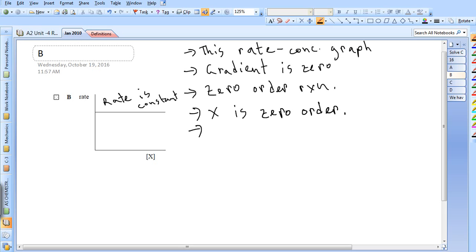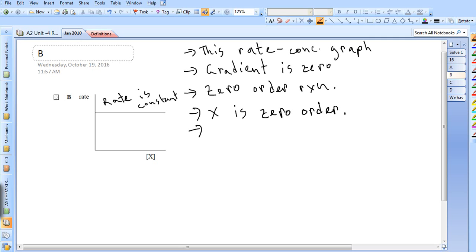Just like before, we can also say that X is out of RDS, so X is not involved in the RDS. It has no influence on rate, since the rate is constant over here. Since the rate is constant over here, X has no influence on rate. So here a rate against concentration of X is plotted.